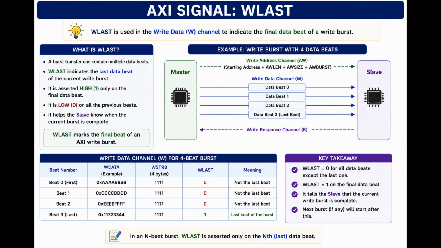Now let's understand another important signal used during an AXI write burst, WLAST. As we learned, a burst transfer can contain multiple data beats. So the WLAST signal is used to indicate the final data beat of a write burst. For example, in a 4-beat write burst, the first 3 data beats have WLAST equal to 0. On the fourth and final data beat, WLAST is asserted to 1. This tells the slave this is the last data transfer in the current write burst. So WLAST marks the final beat of an AXI write burst.